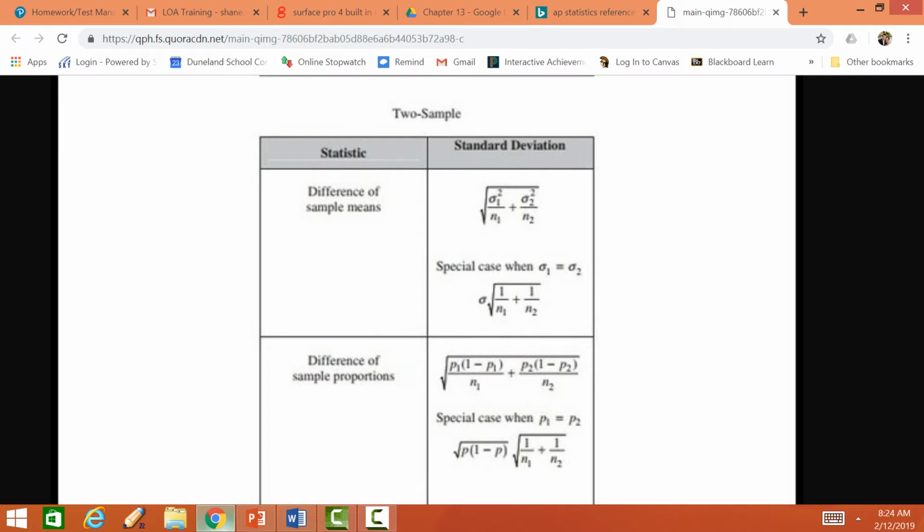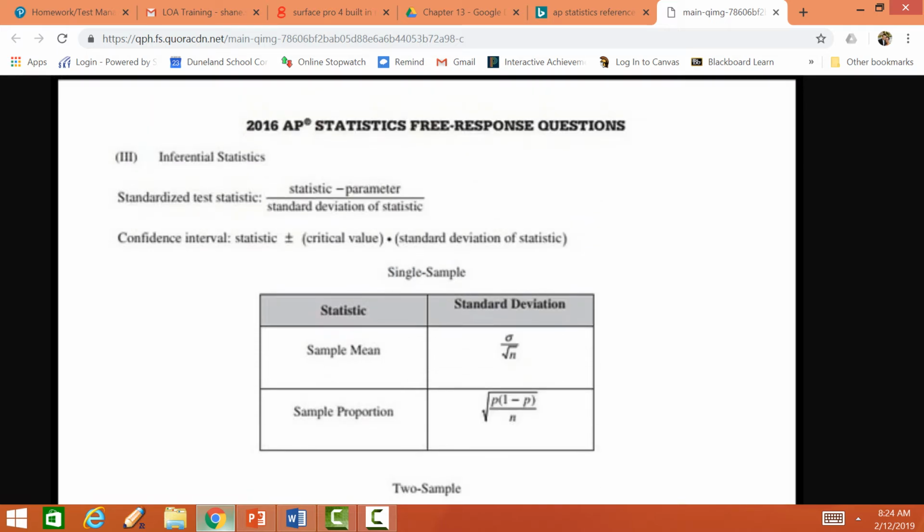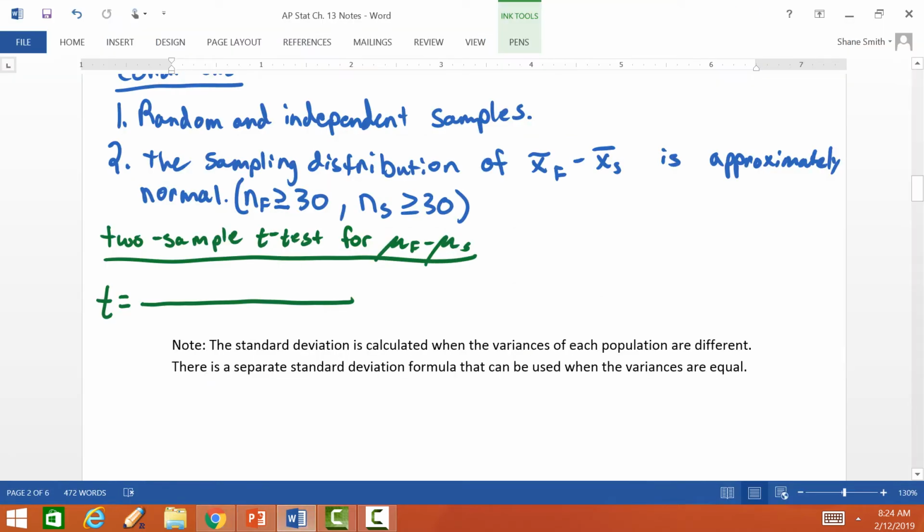So we're going to use this for our denominator when we calculate our standardized test statistic. Okay, so we're going to go back to the notes here. So we have x bar sub f minus x bar sub s minus mu sub f minus mu sub s, and then we have the standard deviation of x bar sub f minus x bar sub s, which is the standard deviation from our purple sheet. And we'll use that formula in the denominator.